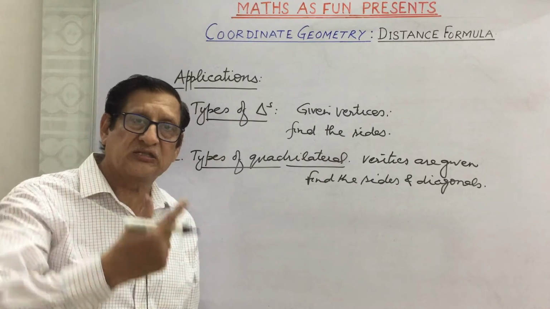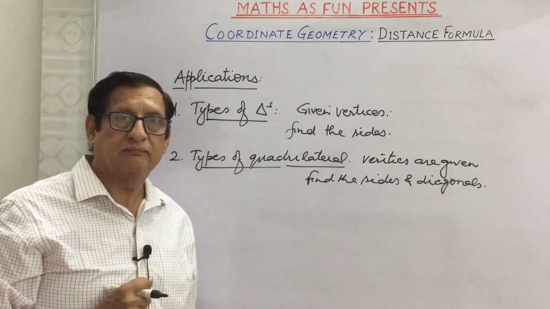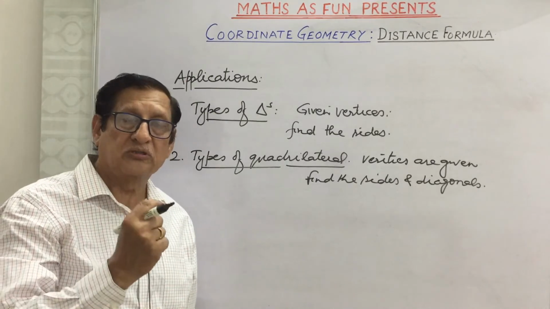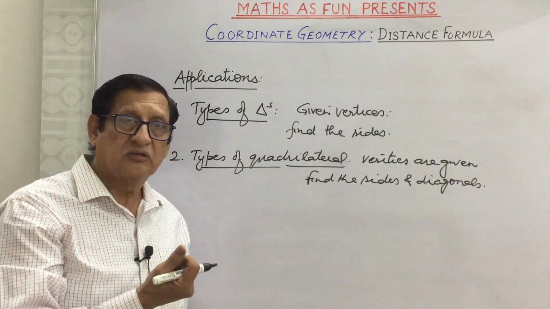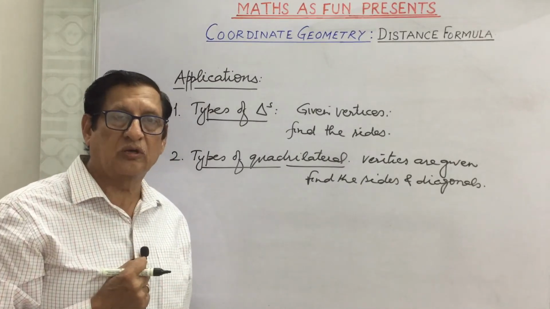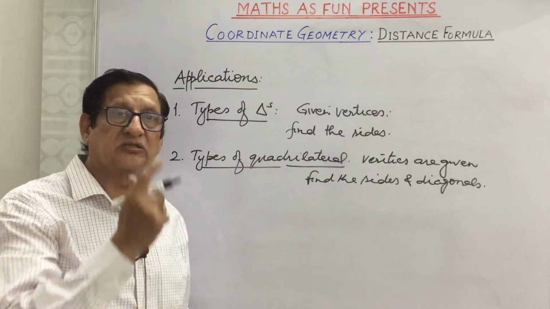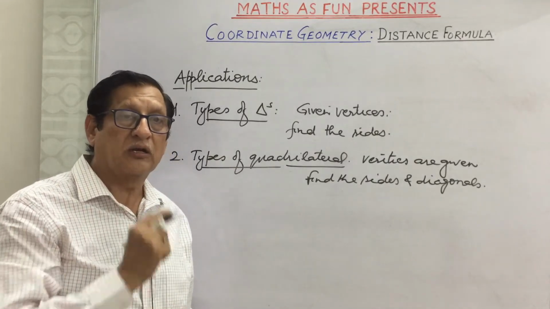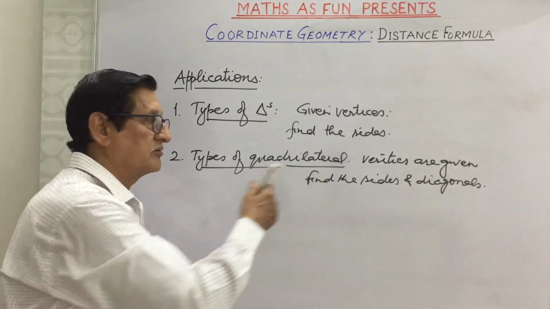But if opposite sides are equal but diagonals are not equal, then it is a parallelogram. Same way about the rhombus and square. If it is a rhombus, all the four sides are equal. But if it is a square, then all the four sides are equal and also both the diagonals are equal. That's what we have to see here.